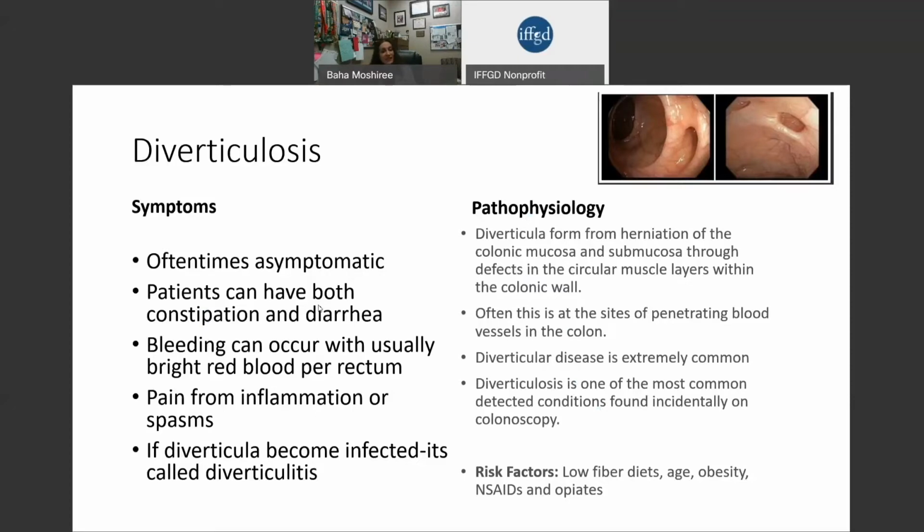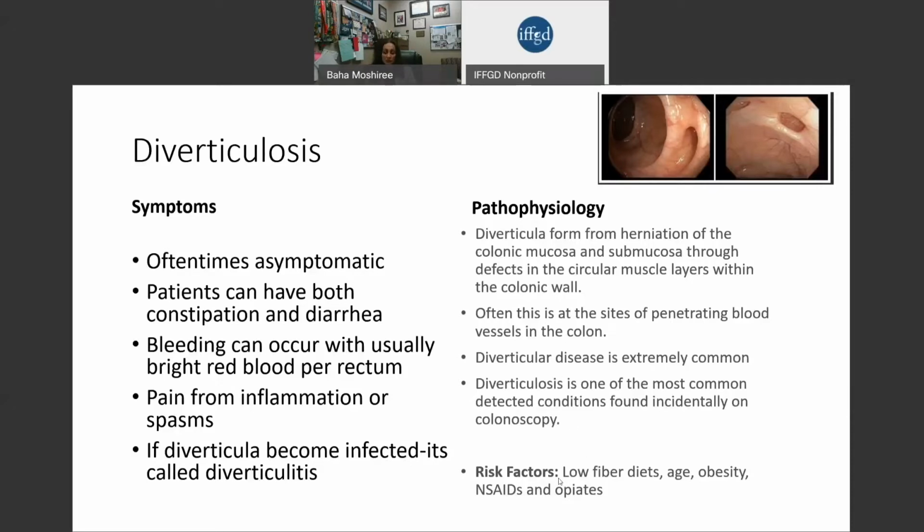These patients can have, other than no symptoms, diarrhea, constipation, and bleeding can occur. When bleeding occurs, we call it diverticular bleed, and they have just red blood per rectum. Sometimes it's like dark blood. If there is pain in patients who have diverticulosis, it's from either spasms or this underlying inflammation that can occur. And then when the diverticula become infected, we call this diverticulitis. It's diagnosed by a CAT scan that shows there's inflammation in the colon, and most of the time, those patients get placed on antibiotics.